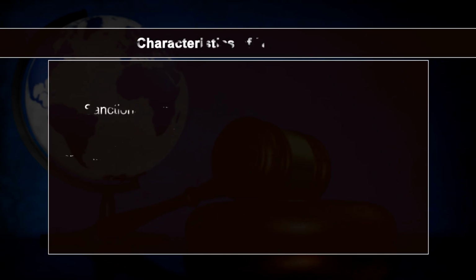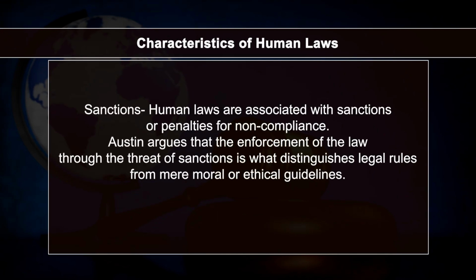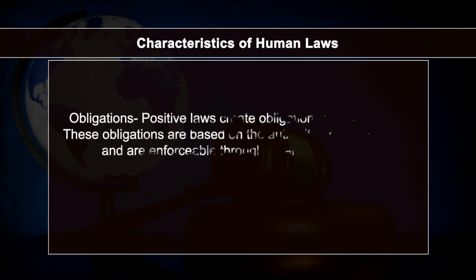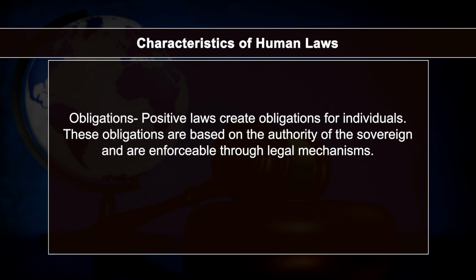Further, sanctions. Human laws are associated with sanctions or penalties for non-compliance. Austin argues that the enforcement of law through the threat of sanctions is what distinguishes legal rules from mere moral or ethical guidelines. Third one is obligations. Positive laws create obligations for individuals. These obligations are based on the authority of the sovereign and are enforceable through legal mechanisms.